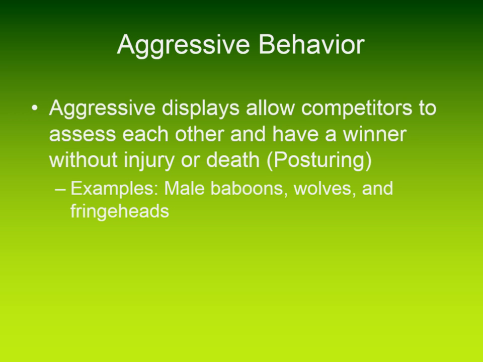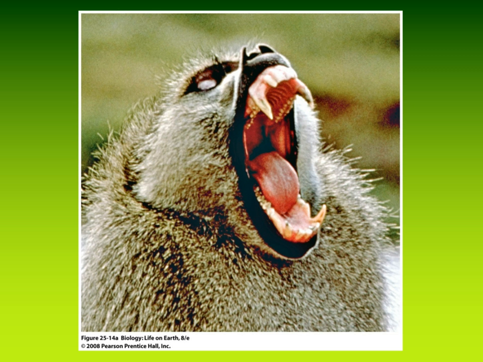So aggressive displays allow competitors to really figure out what they're up against, right? And so what's great about this is you can actually have a winner without having any sort of injury. I mean, the idea is that you want to defend your territory, but if you get injured, you become a weaker competitor, and now you will lose everything that you had before. So posturing turns out to be really important, and many animals are equipped with things that will let you know exactly what you're dealing with right up front.